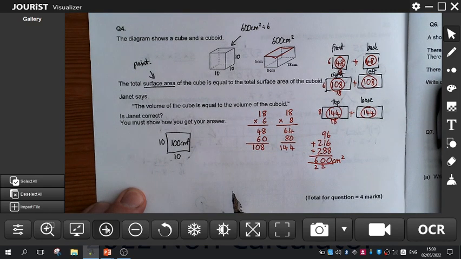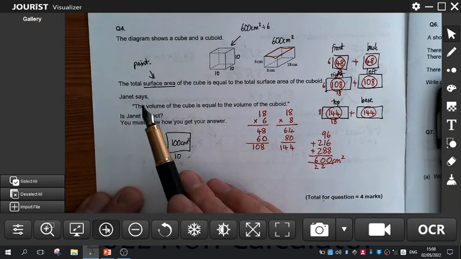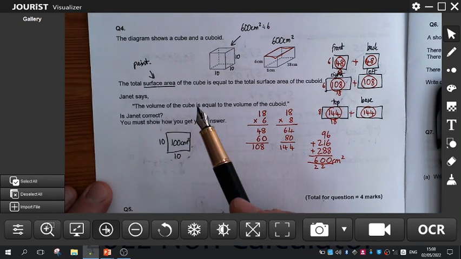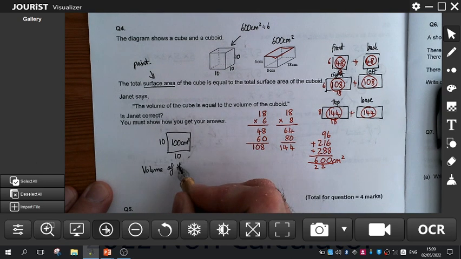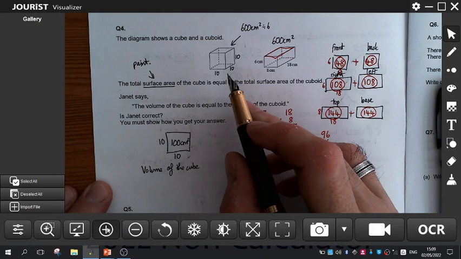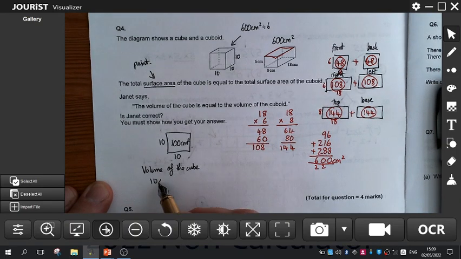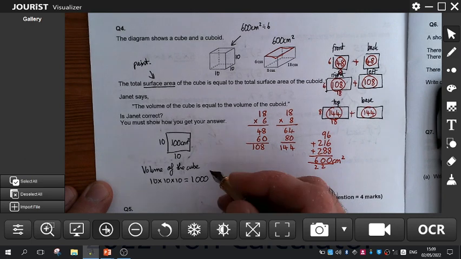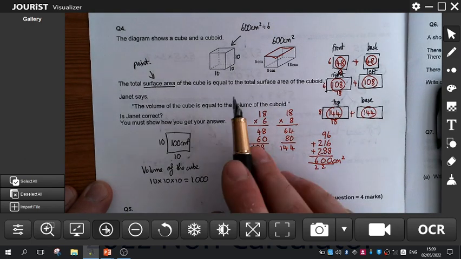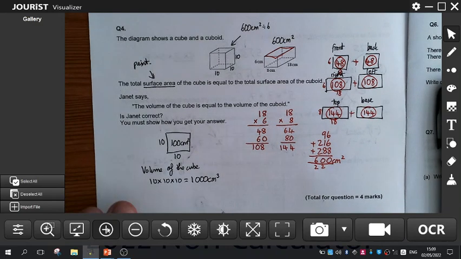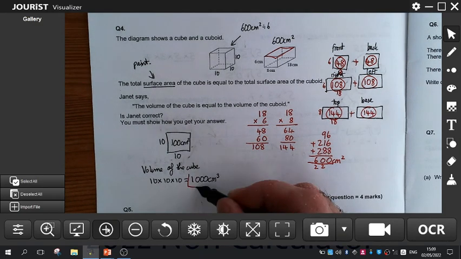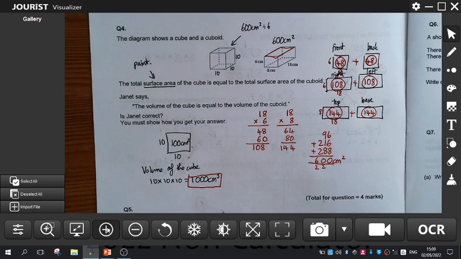We now read on. Janet says the volume of the cube. So a new question. Got to work out the volume of the cube. 10 times 10 times 10. Well, 1 times 1 times 1 is 1. We've got 1, 2, 3 zeros. 1,000. And a bit of showing off here. Centimetres volume, cubed. We've worked out the volume of the cube to be 1,000 centimetres cubed, and now we can look at the volume of the cuboid.